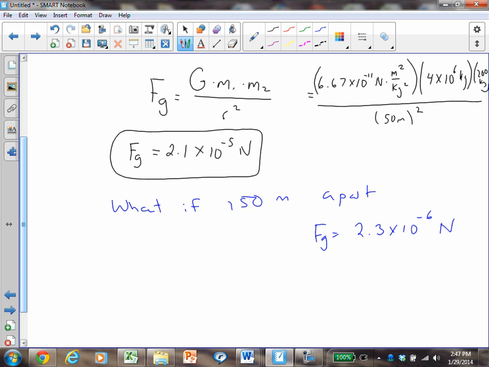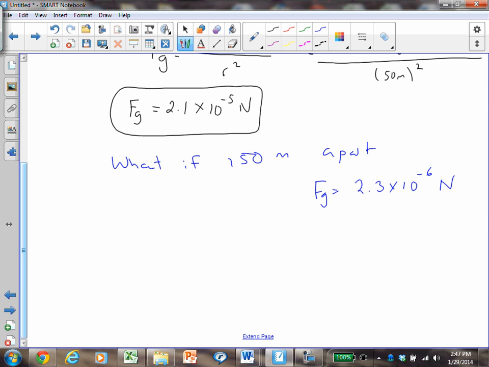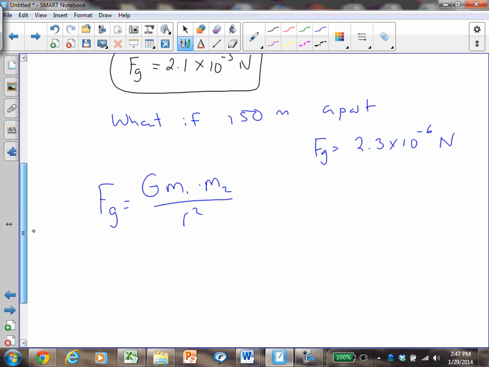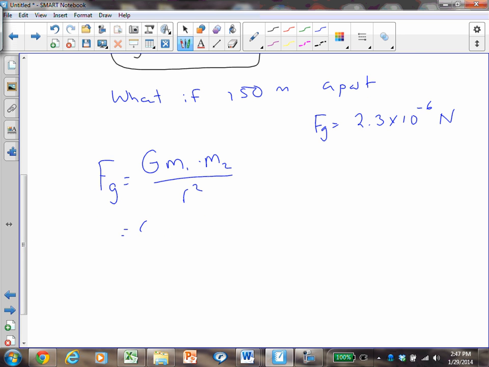In this case, we could calculate it. To the minus 5. I divided this number by 9 because it's 3 times farther apart. 3 squared is 9. It's a ninth of what it used to be.